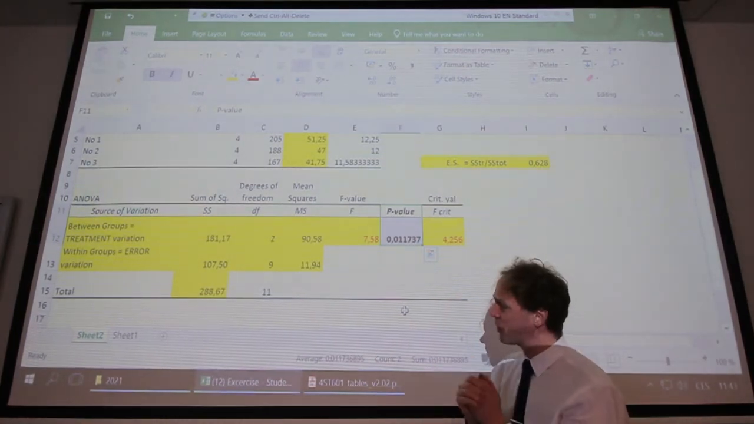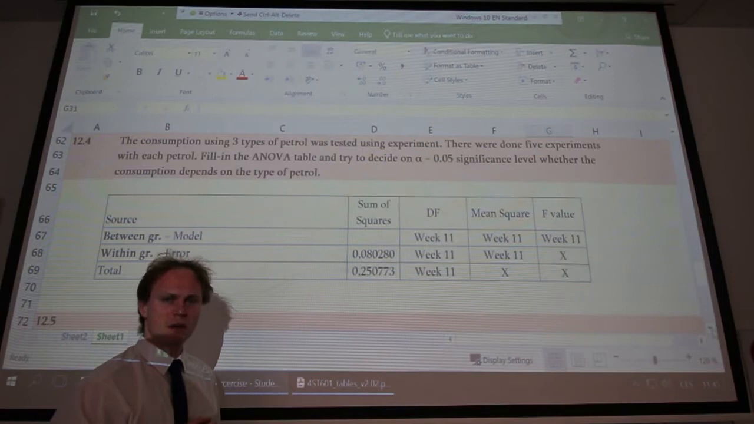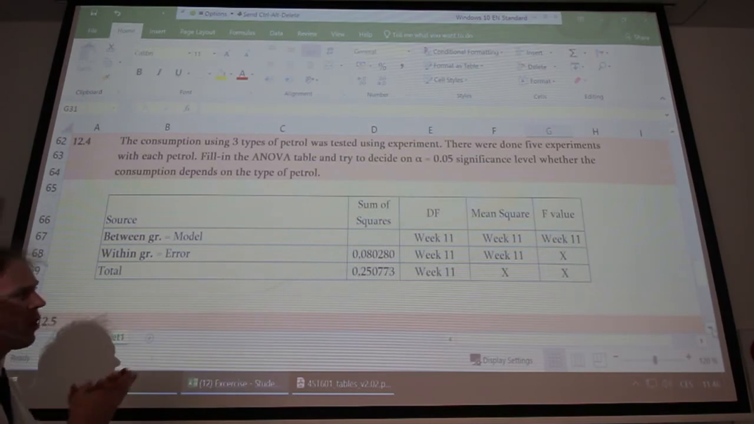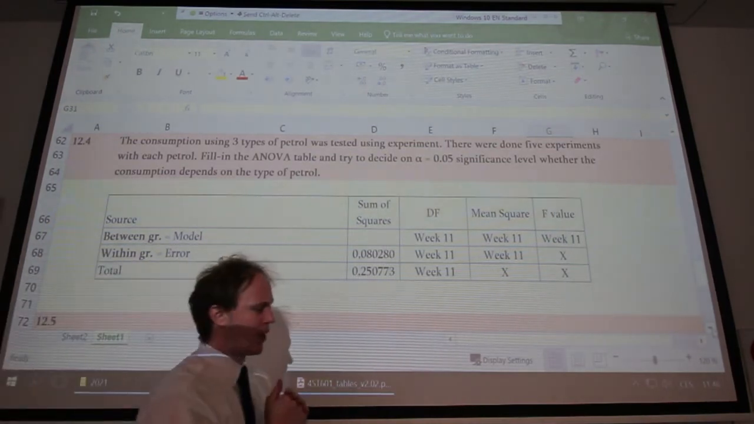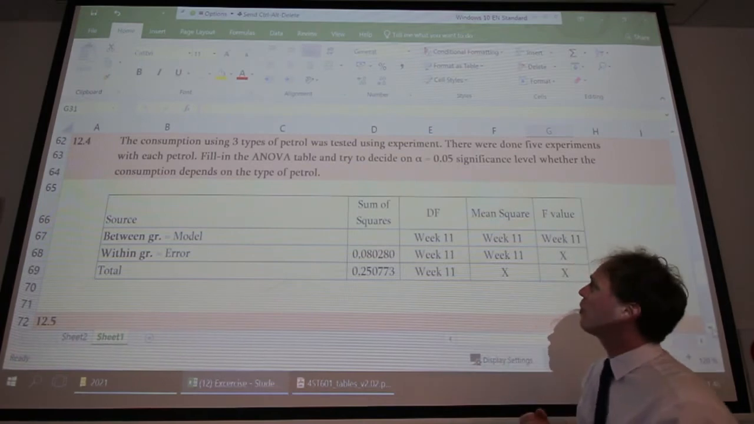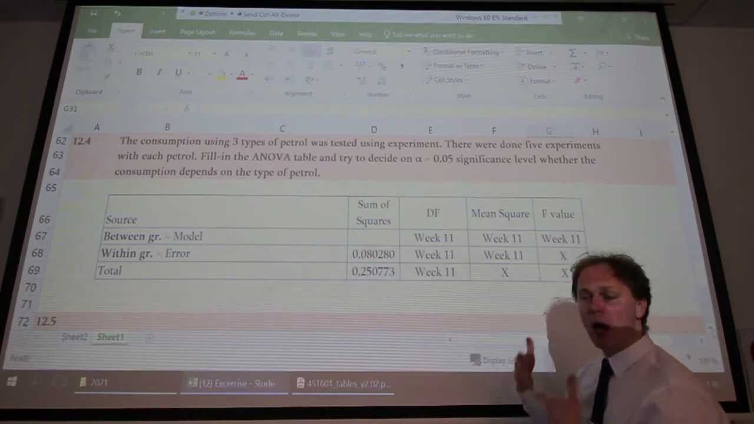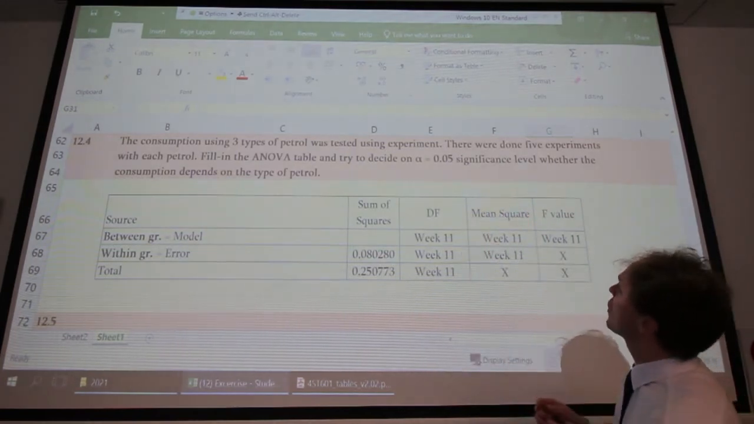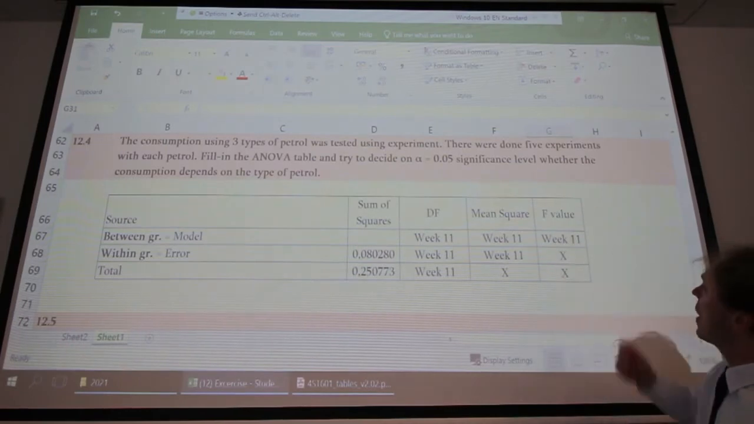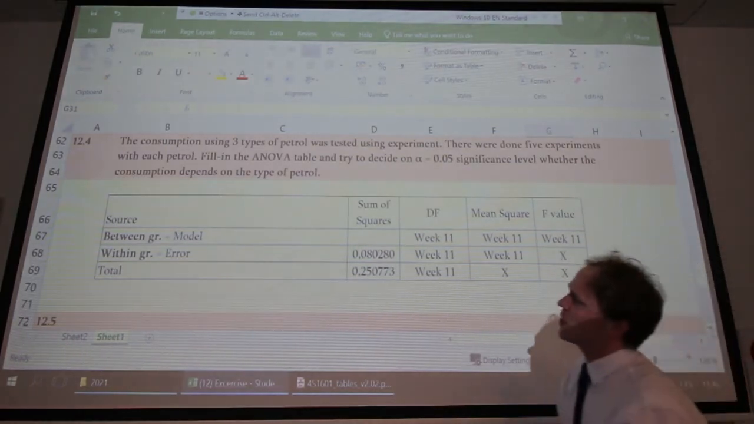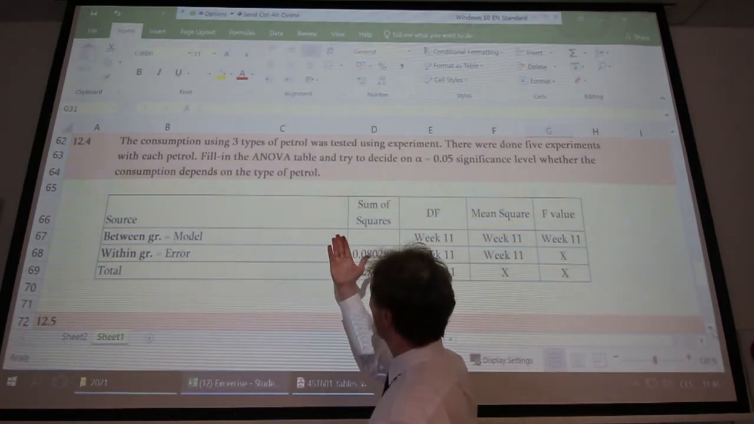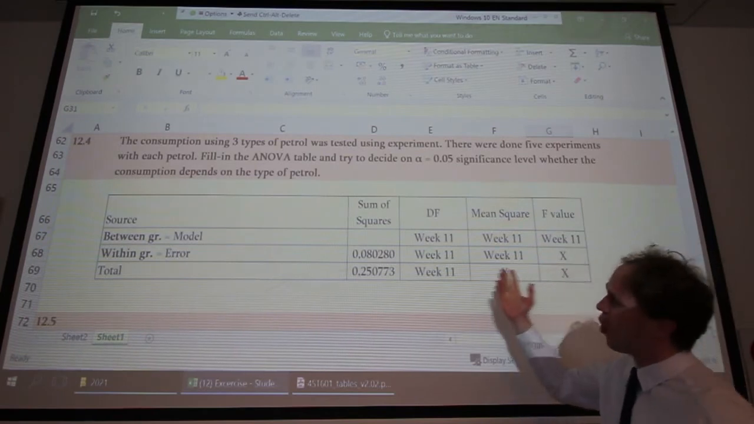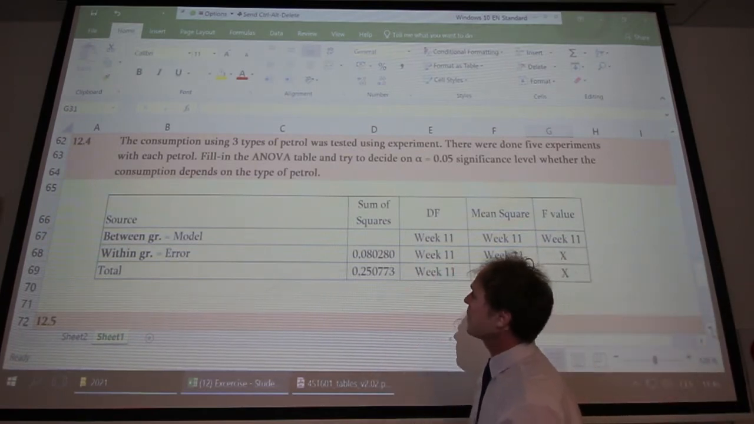So that's all. Do you remember our example about consumption using 3 types of petrol? We analyzed, for example, the consumption of petrol from the petrol stations Shell, Agip and OMV. So 3 types of petrol using an experiment. There were 5 experiments done with each petrol. We will fill the ANOVA table and try to decide at the 5% significance level whether the consumption depends on the type of petrol.